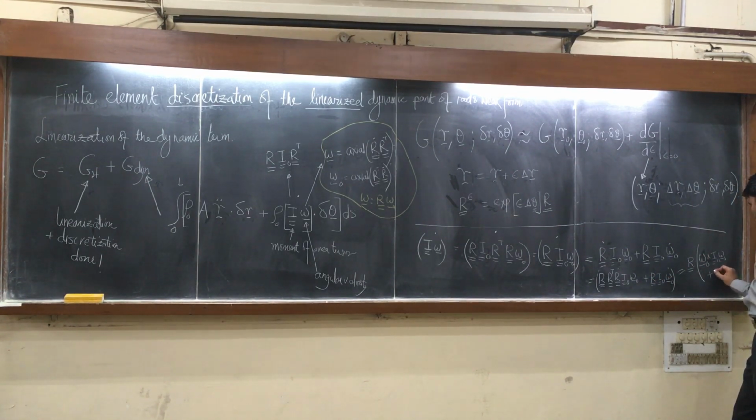plus I naught into omega naught dot, and omega naught dot is actually the angular acceleration. So this is alpha naught dot. Omega dot is alpha dot, and omega naught dot is alpha naught dot. And you can also show that alpha and alpha naught are simply related through that rotation. Alpha equals big R times alpha naught. Okay?